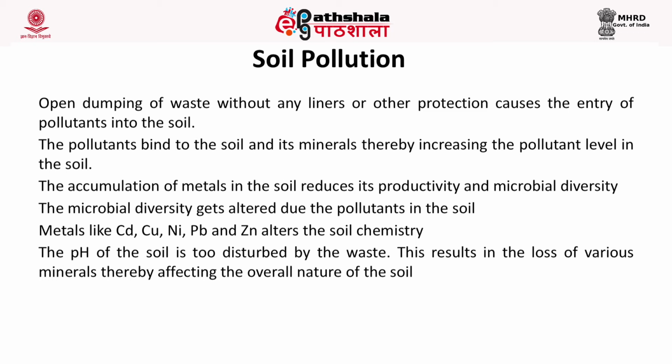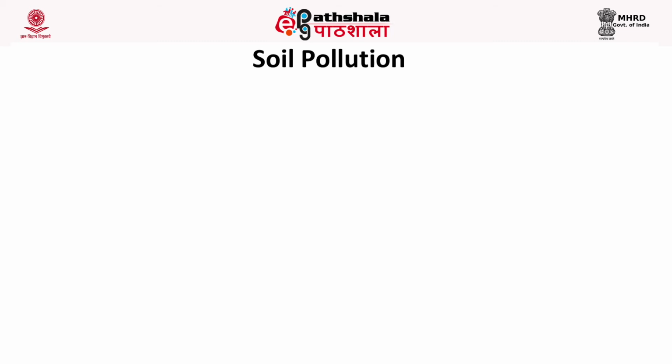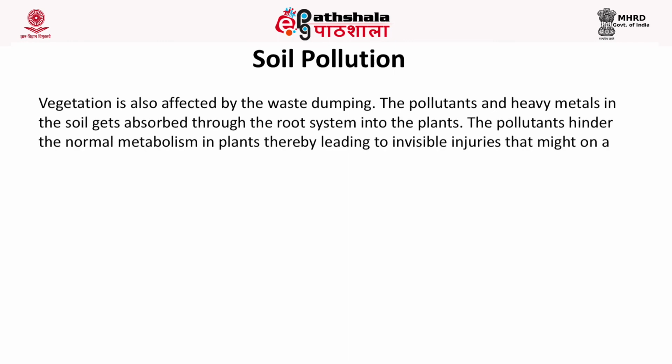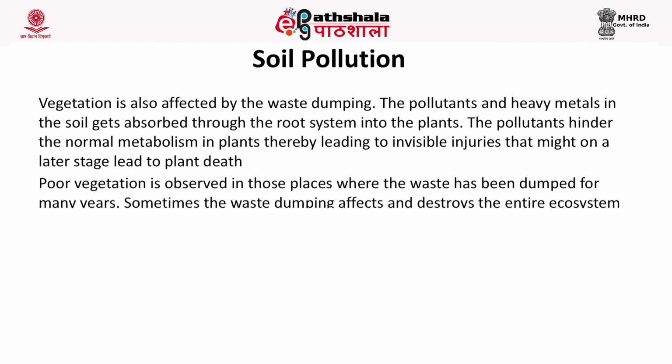Again, the variation of pH in soil will result in the loss of various minerals, which will in turn affect the soil. Vegetation is also affected when the waste is dumped, because the pollutants or heavy metals in soil will get absorbed through the root system into the plants, and the pollutant will hinder the normal metabolism of the plant, and it will lead to invisible injuries which might lead to plant death at a later stage. Now, poor vegetation is also observed in places where you start dumping your waste for years together. Sometimes the waste dumping also affects the entire ecosystem.